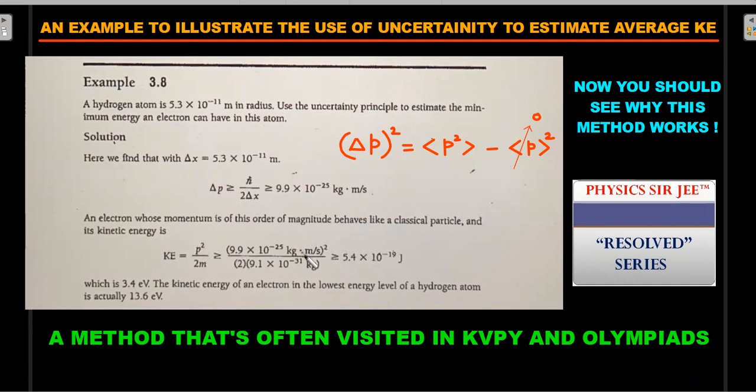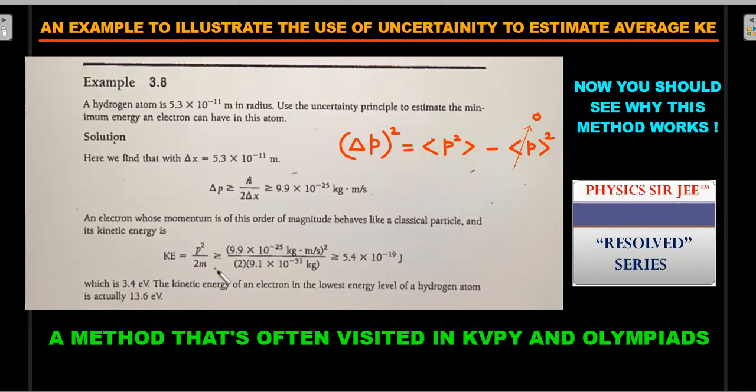All right, this is one of the doubts that most of my topper students ask, and this is the way to resolve it. I hope you now understand. The value of kinetic energy comes out to be this, which is 3.4, but the actual kinetic energy in the lowest level is 13.6. So it's not matching, but the order is very close. That's why we say Bohr's model actually violates the uncertainty principle.